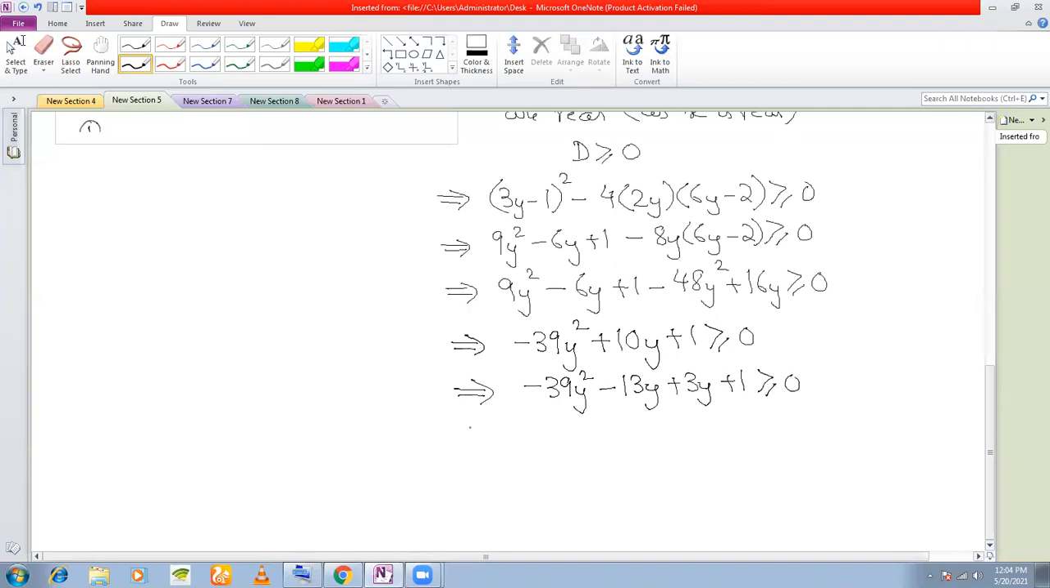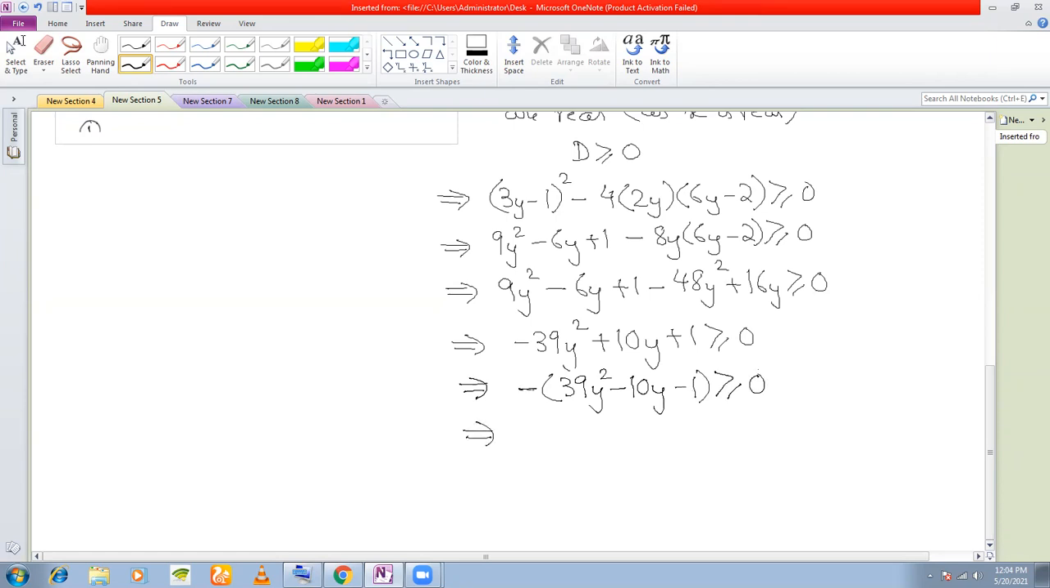That means from the first two, now you can take 13y common. You get 3y. Or better still, what you do here is you convert this to less than or equal to. In fact, factorizing, do not factorize this way. It is always convenient to take this minus common. That is, I take this as minus 39y square minus 10y minus 1 greater than or equal to 0. I've just taken the minus outside.